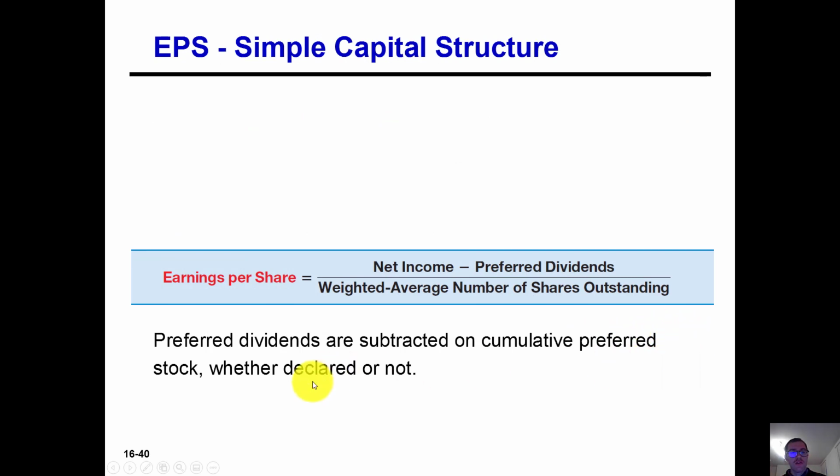Okay. Also important to note in the formula here, a few things I want to point out. One thing is that preferred dividends are subtracted on cumulative preferred stock, whether they are declared or not. So if the stock is not cumulative, you don't have to subtract preferred dividends if you don't have any this year. But if the preferred stock is cumulative, where the dividend accumulates, then you need to subtract it whether you declare it or not.